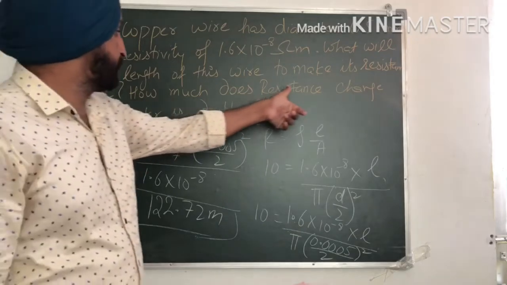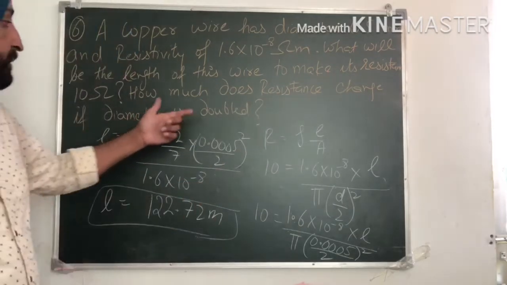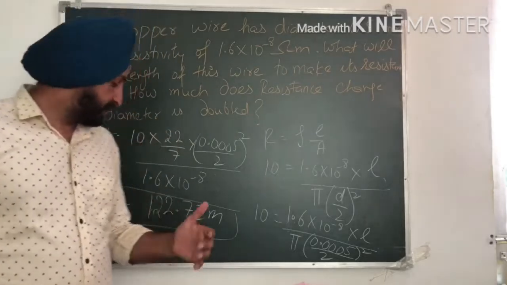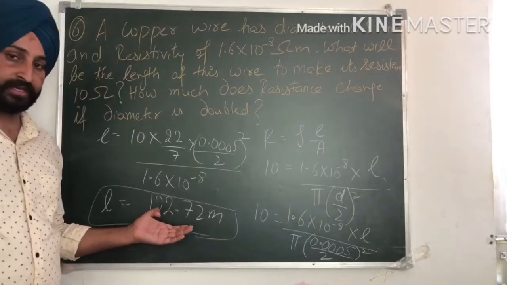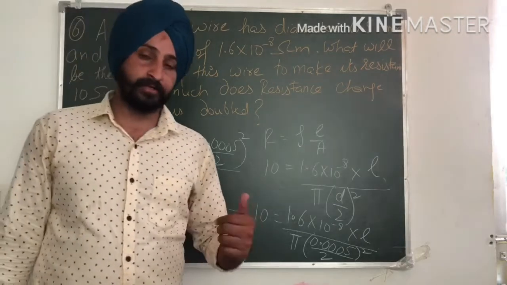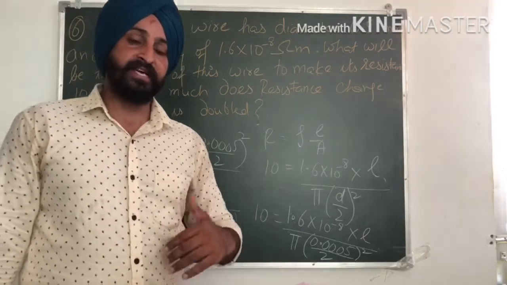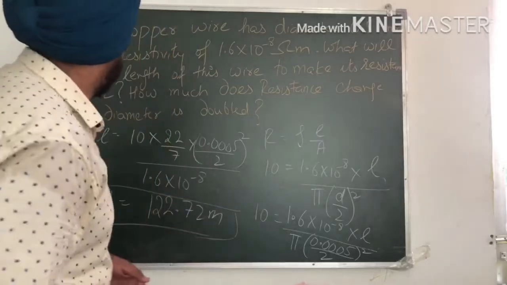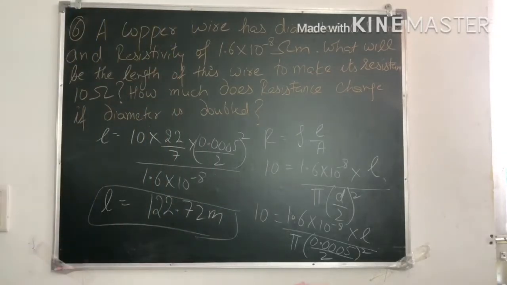How much does the resistance change if diameter is doubled? Now keeping the length same, if you are keeping length as it is and you are doubling the diameter of the wire, what will be the new resistance? So that is the second question. So how will we be solving that?